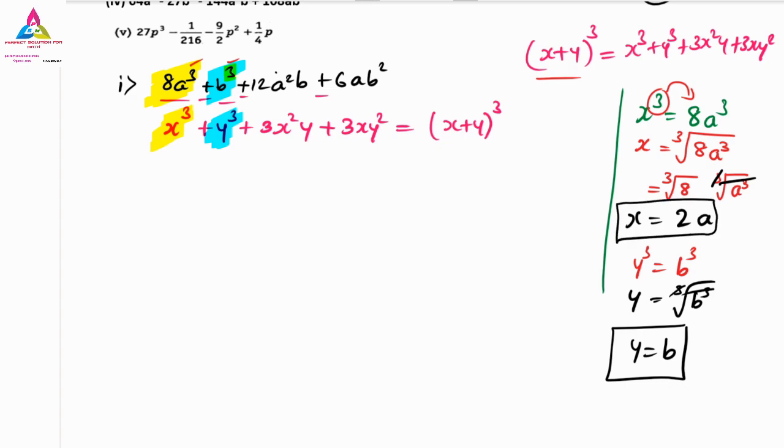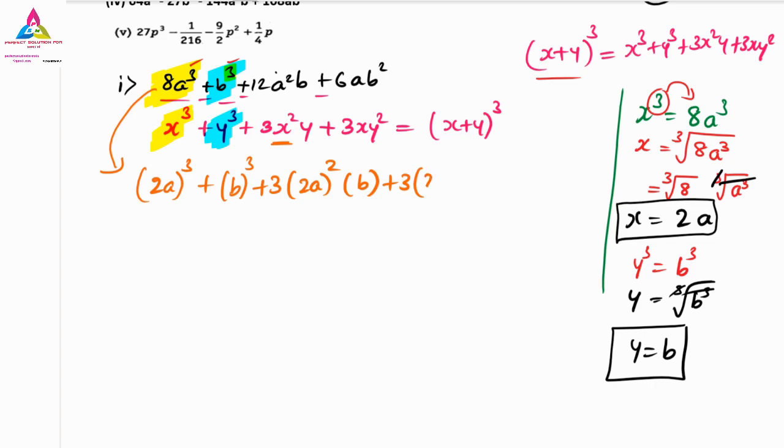Substitute in the formula, and that is the final answer you are going to get. So it is nothing but 2a the whole cube plus b the whole cube. I am rewriting that equation. In place of x I am writing 2a, and in place of y I am writing b. So 3 into 2a the whole square into b, plus 3 into 2a into b the whole square, which is equal to 2a plus b the whole cube.